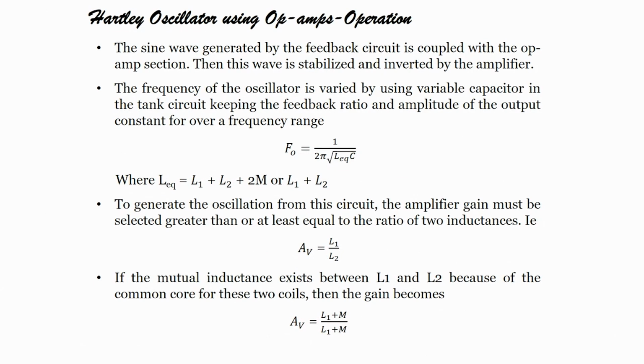A sine wave generated by the feedback circuit is coupled with the op amp circuit, as we have seen. Then this wave is stabilized and inverted by the amplifier. The frequency of the oscillator is varied by using the capacitor in the tank circuit, keeping the feedback ratio and the amplitude of the output constant over a range of frequencies. So the capacitor can be used for varying the frequency of the oscillator, while the feedback ratio and the amplitude of the output remain constant over a frequency range. Now, how is the frequency given?